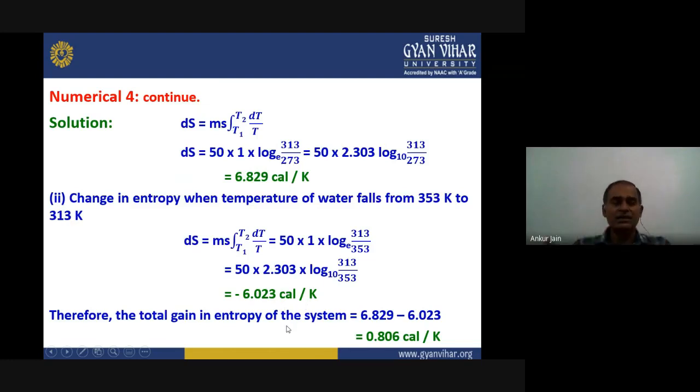So the resultant entropy change will be the sum of these two values. The dS of the total system will be equal to this value plus this value. That means 6.829 minus 6.023, and that will give the value of 0.806 calorie per Kelvin.